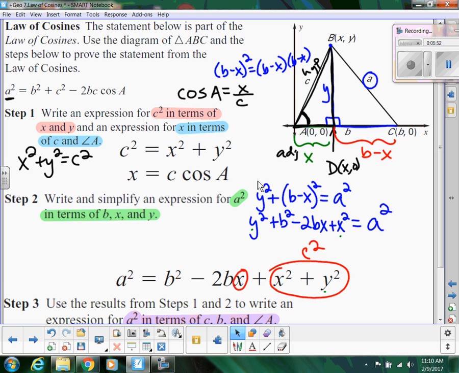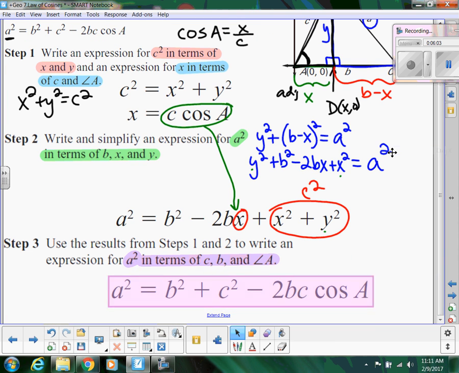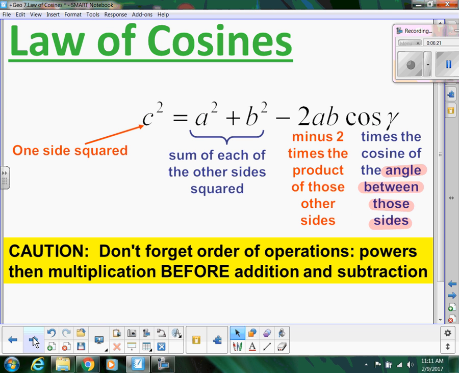All right, so then what does that mean? I can replace x with that C times the cosine of A. So if I do all of that replacement, then I have a squared equals b squared plus c squared minus 2bc cosine of A. All right, so you can see that's what the law of cosines says. Okay, so let's use it.